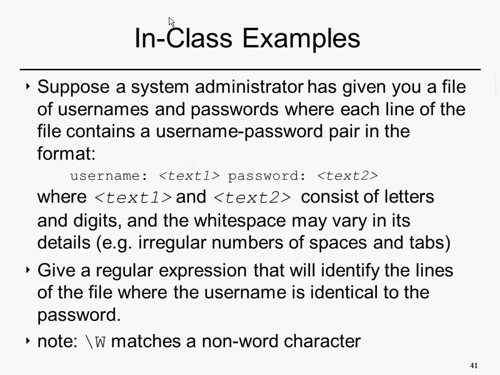So, ladies and gentlemen, suppose a system admin has given you a file of usernames and passwords. Each line of the file contains a username and a password, where the username and password are some letters and digits. And there's white space that may occur, say, after the colon of the username and after the colon of the password. And there's white space that could occur after text 1, right there in the middle.